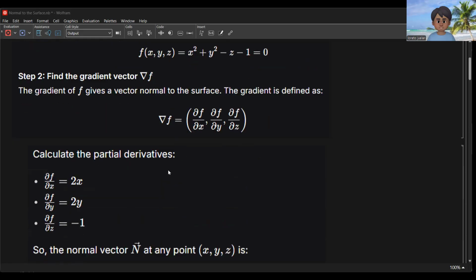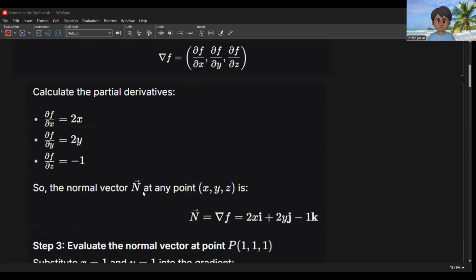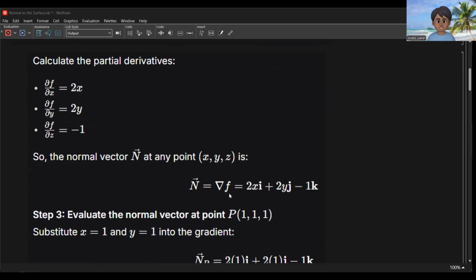So calculate the partial derivatives here. Partial of f with respect to x equals 2x. Partial of f with respect to y equals 2y. Partial of f with respect to z equals negative 1. So the normal vector n at any point x, y, z is equal to 2x i plus 2y j minus 1 k. So i, j, k here are the unit vectors along the x axis, y axis, and z axis respectively.